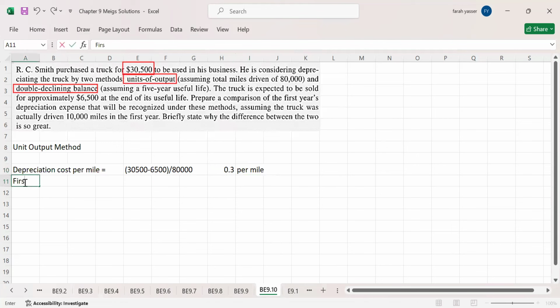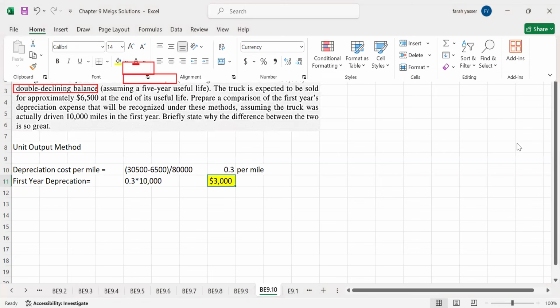First year depreciation, we will multiply this 0.3 by the number of miles driven in year one, which is 10,000. So multiply by 10,000. So depreciation would be 3,000 dollars per year, or we can represent it in dollar, 3,000 year one. So this is your depreciation under unit output method.